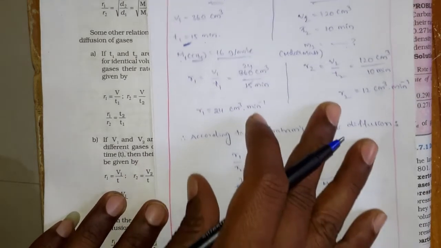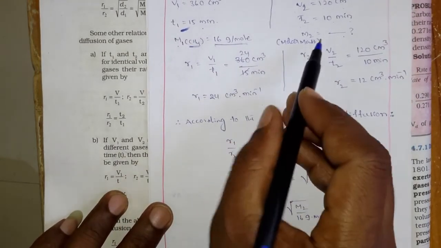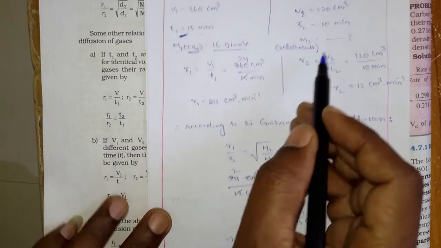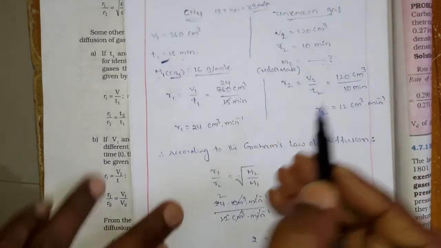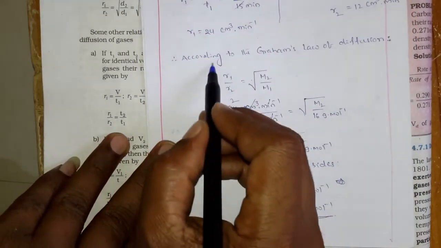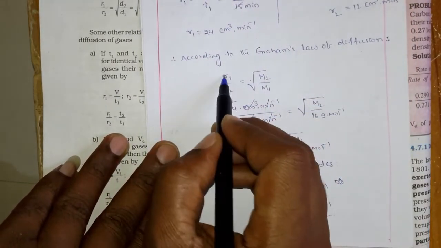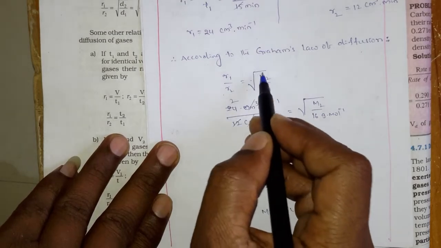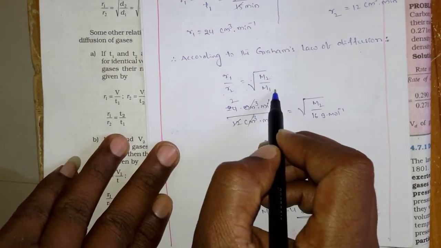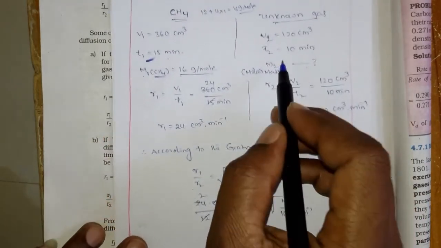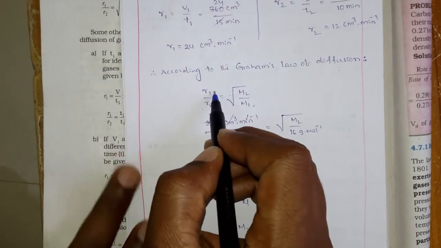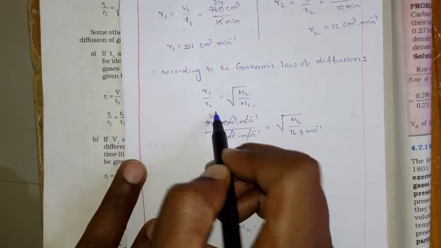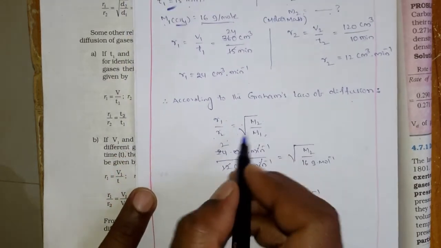Now you have to find out M2. But how can you find it? There is a relation. According to Graham's law of diffusion, R1 by R2 is equal to the square root of M2 by M1. You have the M1 value, but do you know R1 and R2? Yes, we can calculate them.